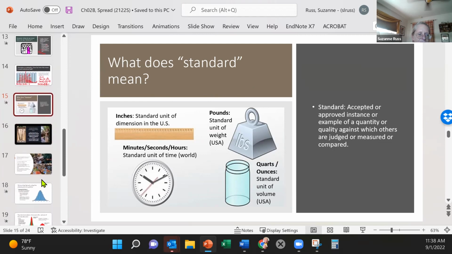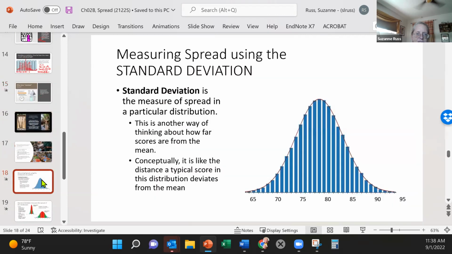And I'm going to skip through my next two slides and just jump right into the math, and we'll visit those next time. So when we think about a standard deviation, what we mean is the measure of spread in a particular distribution. So if this is our particular distribution, the standard deviation is telling us about how far scores are from the mean. So how far on average are scores from the mean? We might say it's like the distance that a typical score in this distribution deviates from the mean.